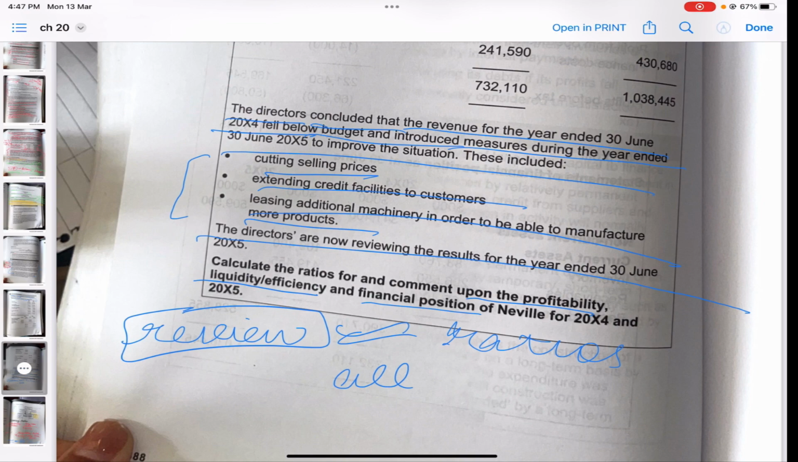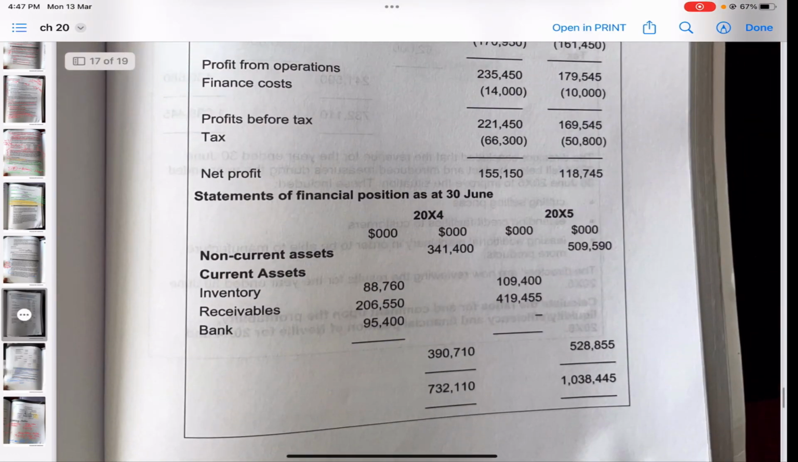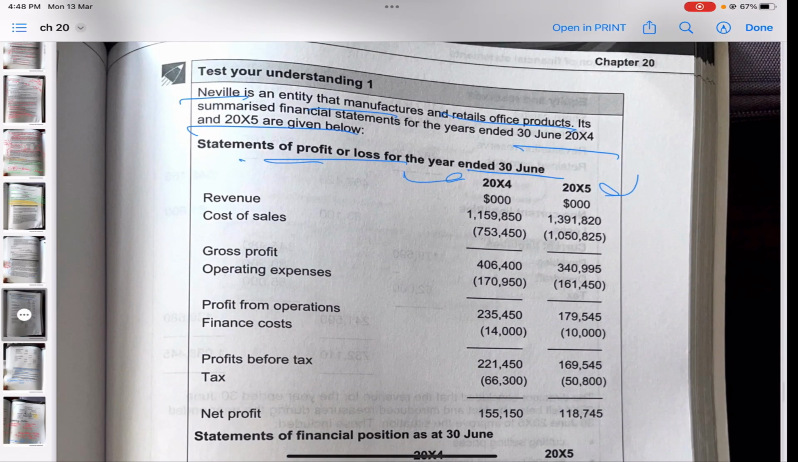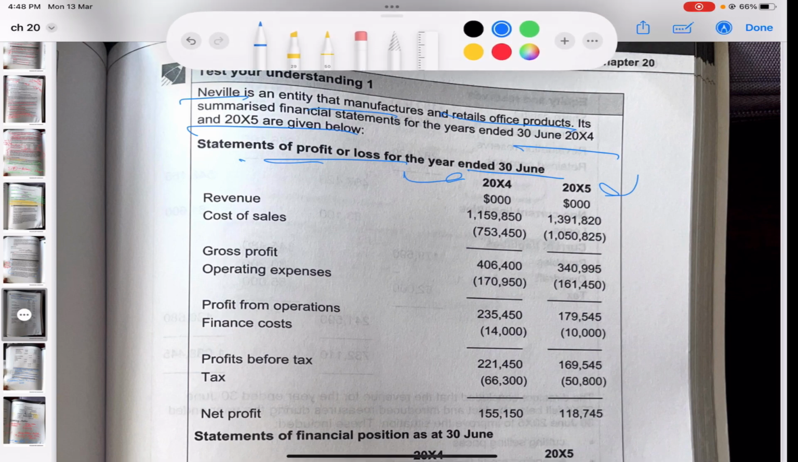I'm not going to write this, but I will quickly discuss how to solve each ratio. Okay. Gross profit ratio. What was the formula of the gross profit ratio? Quickly write it somewhere. Gross profit upon sales revenue multiplied by 100. So gross profit 406,400. We are discussing for 2014 right now. Gross profit ratio is GP upon sales multiplied by 100. So GP 406,400 upon sales. What is sales? 1159850 multiplied by 100. By doing that, you will get some 35%.